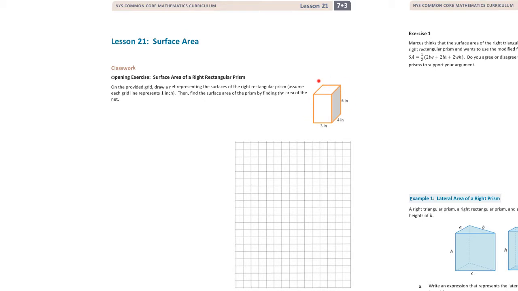By looking at our prism here, how many faces make up our net? Well, we're going to have 1, 2, 3, and then we're going to have 4 for the back one. Then we'll have 5 on the side and then 6 on the bottom. So we know that there are 6 rectangular faces.